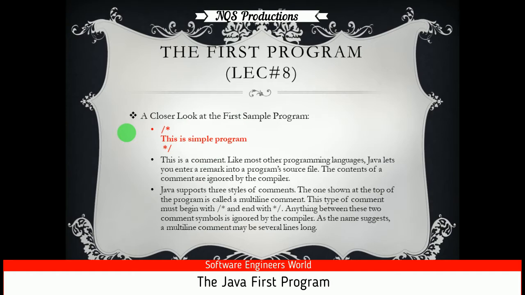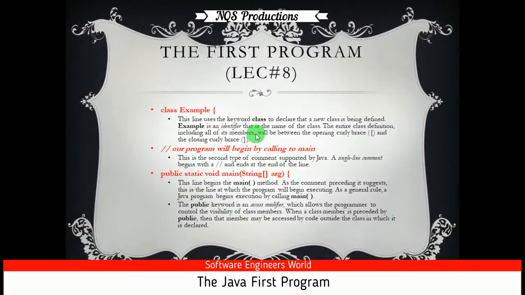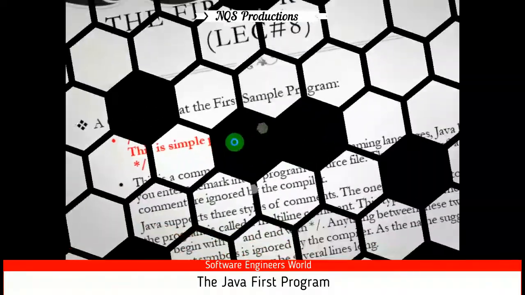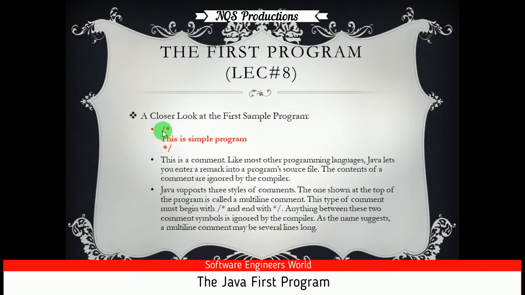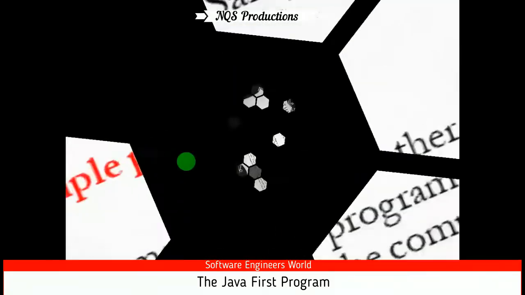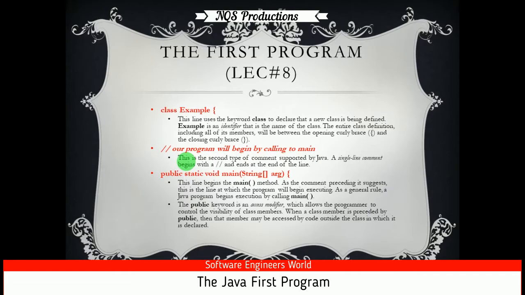Java supports three styles of comment. First is the multi-line comment, as you can see. These signs represent the starting point of the multi-line comment, and this is the ending point of the multi-line comment. Anything between them will be ignored by the compiler. Okay, so let's go further.